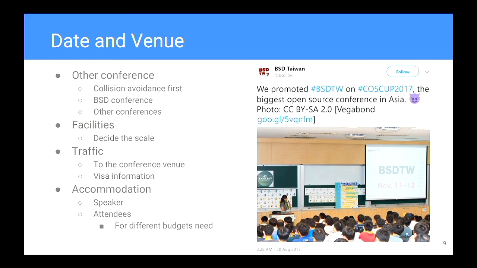information of your country. And also, because your conference lasts a few days, not only people from outside of your country, but also people in your country may need to stay there for a few days. So you need to check there are enough accommodation facilities, not only for speakers but also for the attendees. And another thing you might need to check is that there are different needs of attendees, because some of them probably don't have a very high budget. So it is best if you can provide information on different types of accommodation.